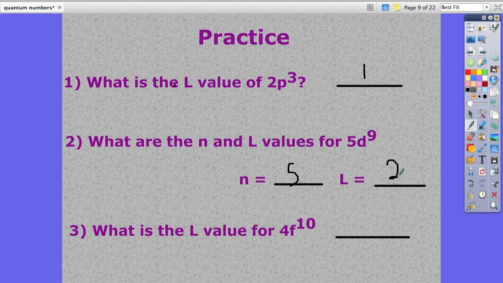And what is the L value for F10? By looking at the letter F in our little table, F is going to have a value of 3.